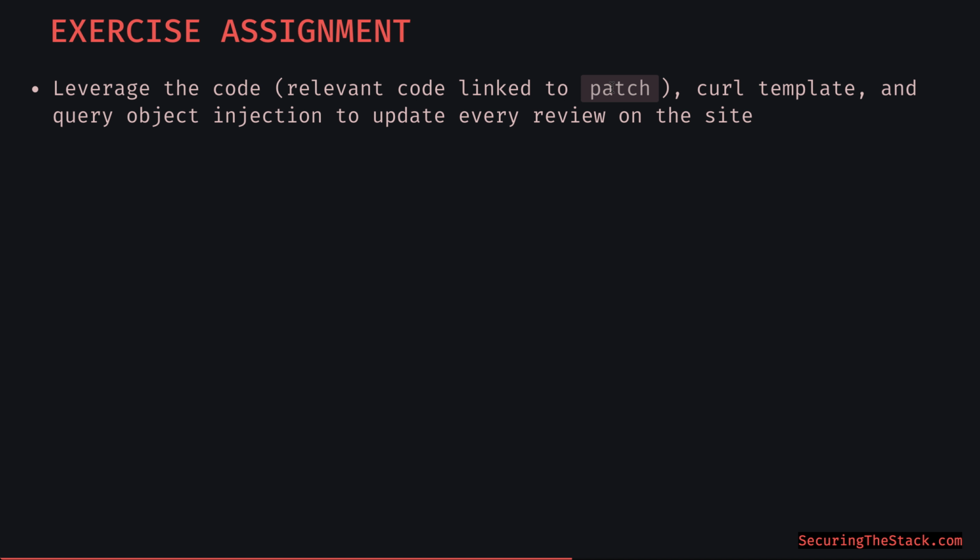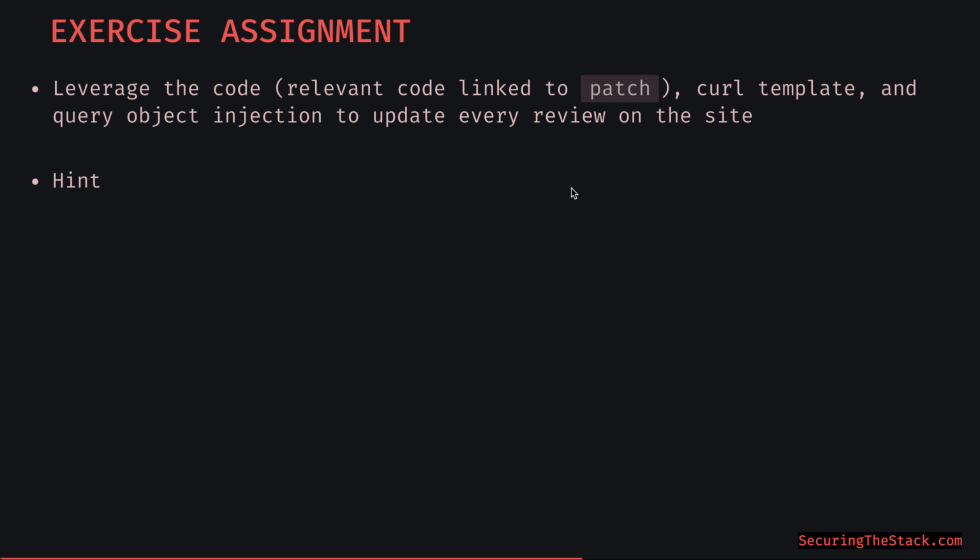So just know that the patch method that you are going to be searching for has all the correct API endpoint information for updating all the reviews on the site. And from looking through all that code, you can deduce what the correct payload should be that you will then paste into the curl template. Okay, so go ahead and do that.